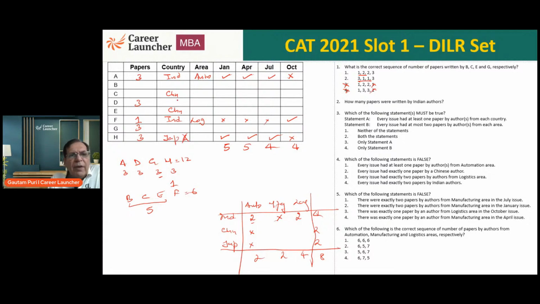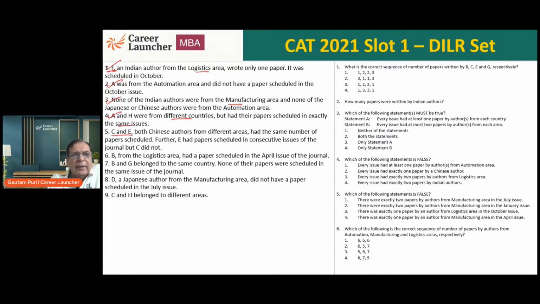Okay. So we have got 2 Chinese, we have got 1 Japanese, 2 Indian. That means of the remaining 3 people, 2 will be Indian and 1 will be Japanese. Okay. So let's continue with this. A and H from different countries but had their paper scheduled exactly in the same issues.